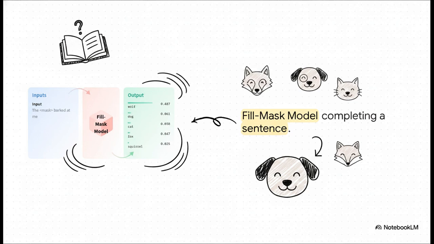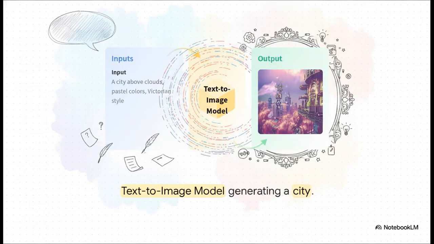Right here, a fill-mask model correctly guesses that the missing word is most likely wolf or dog. It's essentially predicting the future based on the past and present. Pretty cool, right? And then we have the third major task, which is probably the most famous one right now. Transforming composites entirely. This is where we literally cross from one medium into a totally different one.